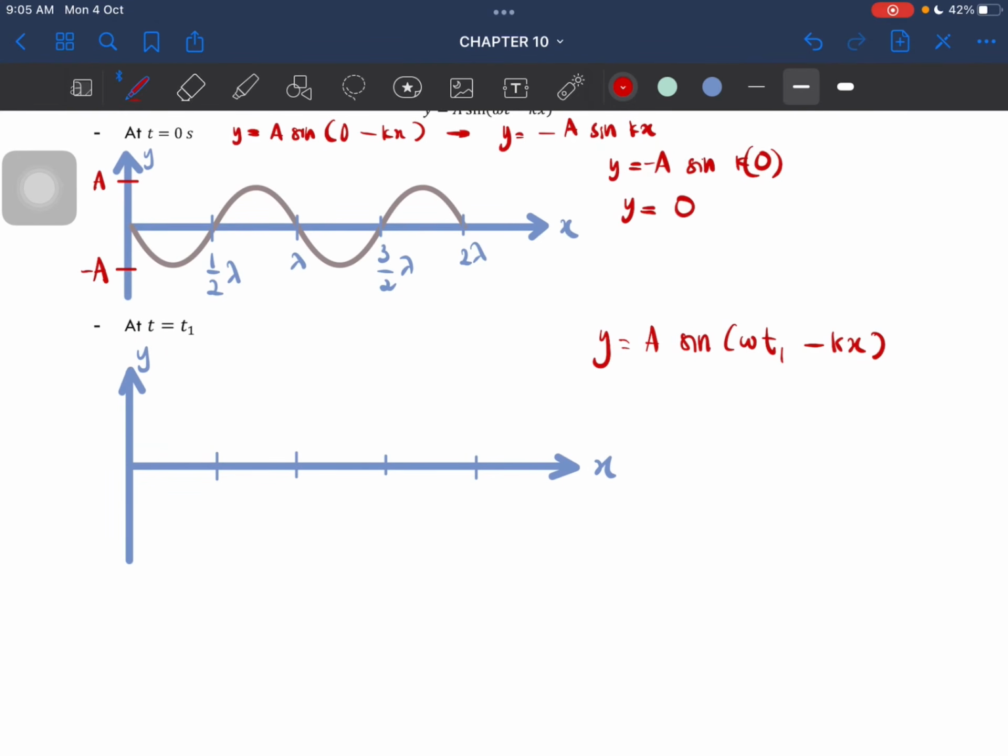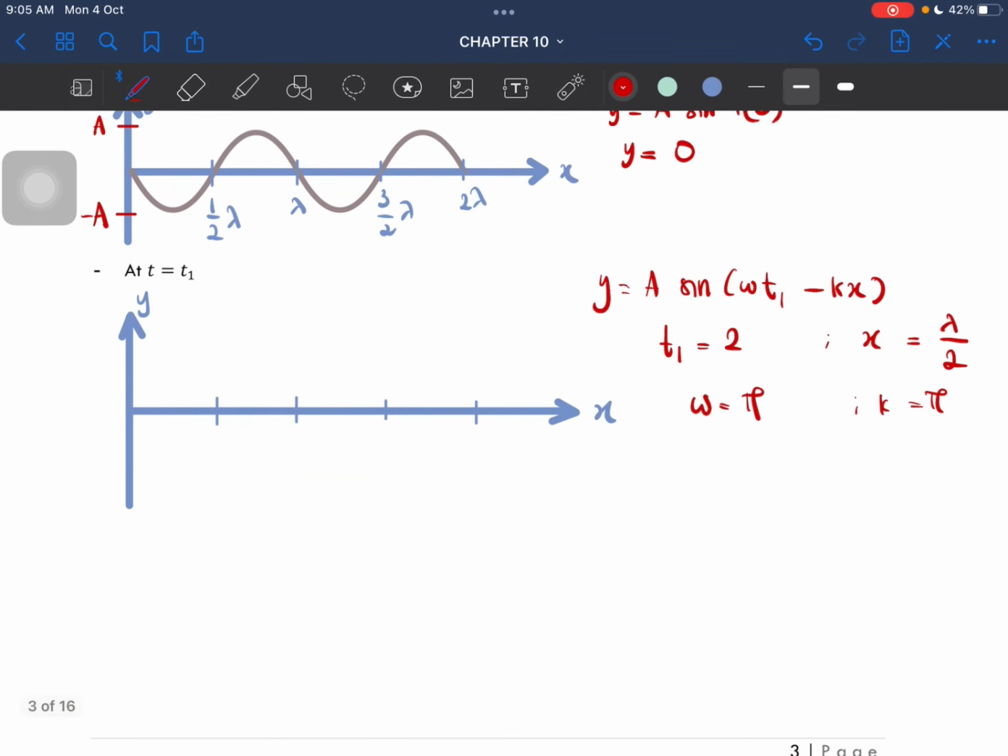Okay, so if you aren't sure how to start, we can again let t1 be equal to a number. So we can let this equal to 2, for example. Then x, we can let it equal to lambda over 2. Then omega is equal to pi, k is also equal to pi, for example, just so that we can see the graph.